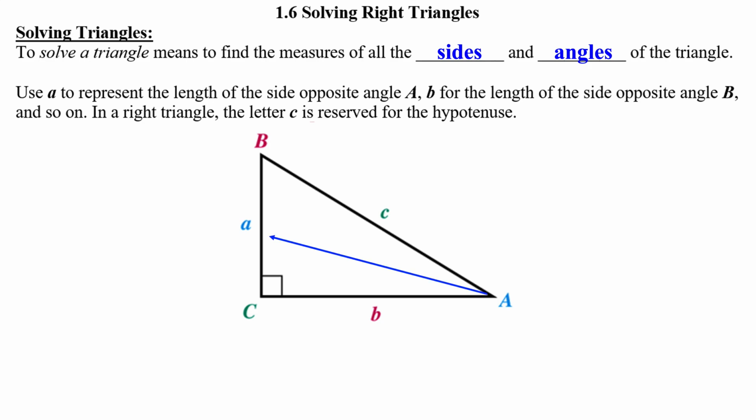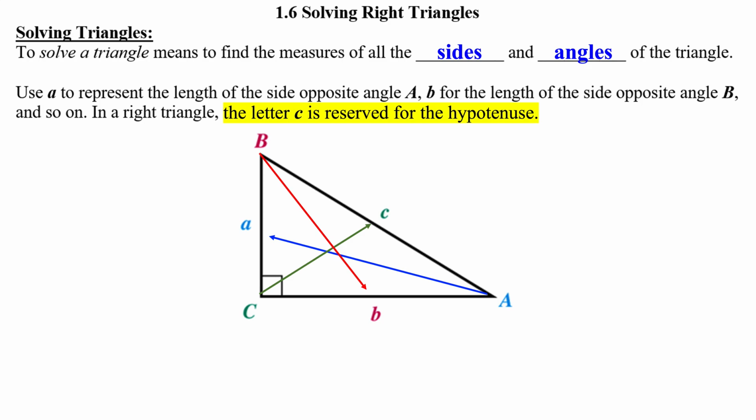Little b represents the length of the side opposite of angle B. And the same thing with C. C is reserved always for the hypotenuse, so capital C is always our 90-degree angle. So again, that matches our Pythagorean theorem, and we are good to go. Just make sure C is always on the hypotenuse.